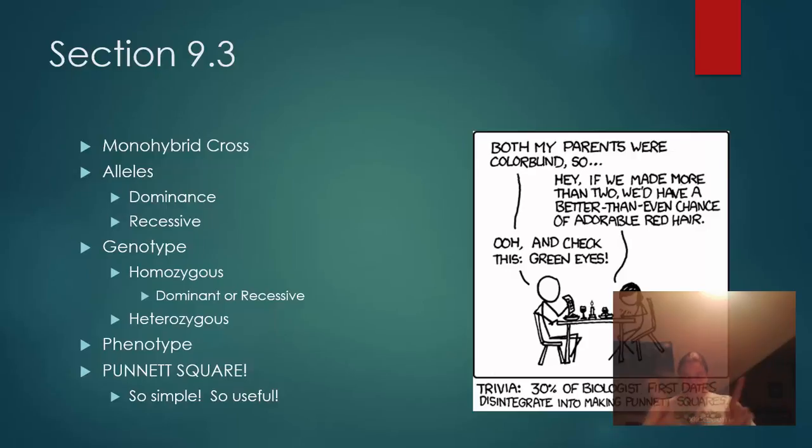If we got different alleles from either parent, and we have one of each, one dominant and one recessive, this state is called heterozygous. Hetero meaning different. There's only one version of heterozygous because you have one of each. We never specify whether the heterozygous is dominant or recessive because we have both present.